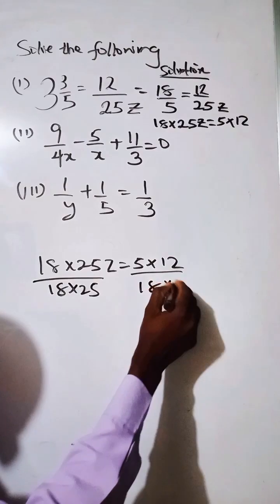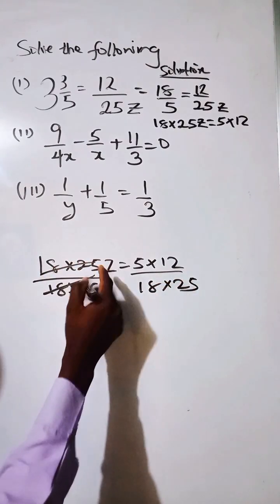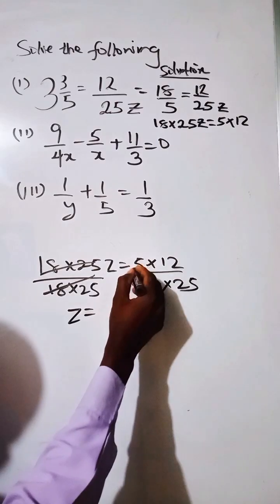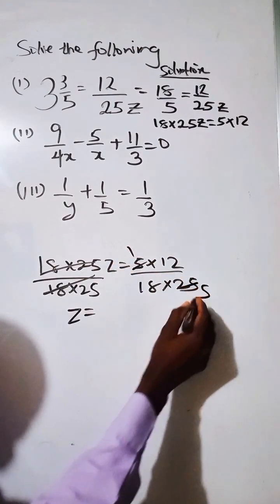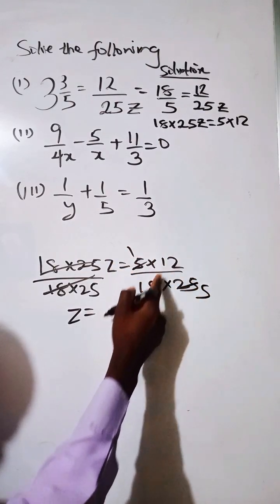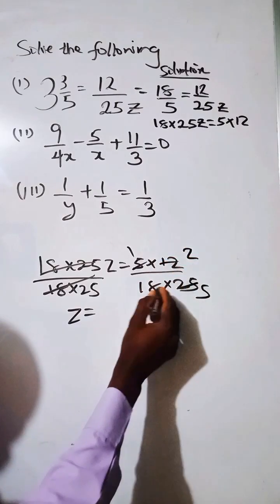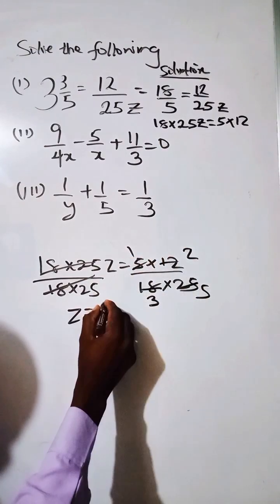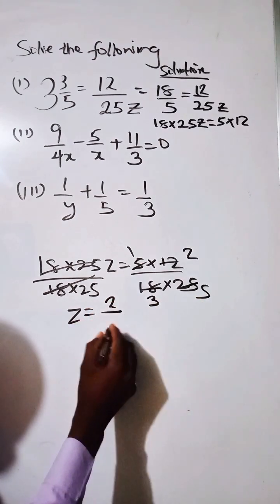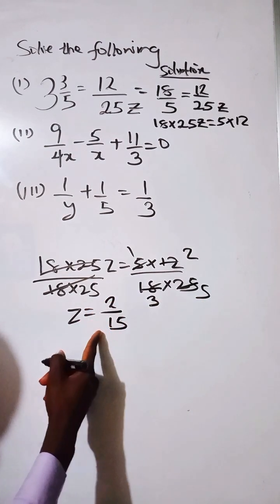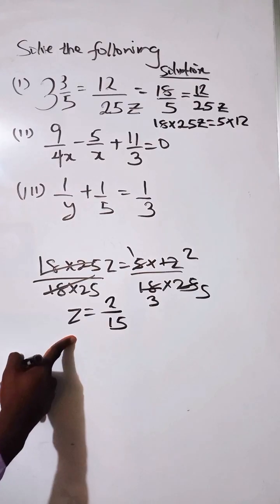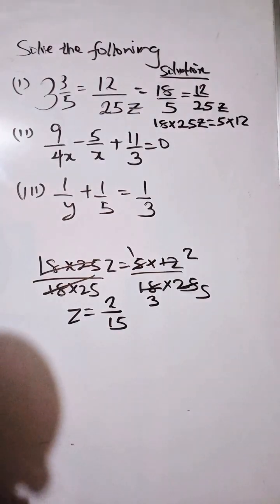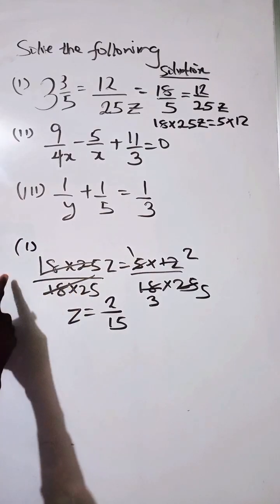18 times 25, okay, so this is out. So we have just z. Okay, so we can simplify this as 5 here is 1, 5 here is 5. So we can use 6, 6 here is 2, 6 here is 3. So what do we have? So we have 1 times 2 to be 2, 3 times 5 to be 15. So the value of z equals 2 over 15. Okay, so that represents the first question.